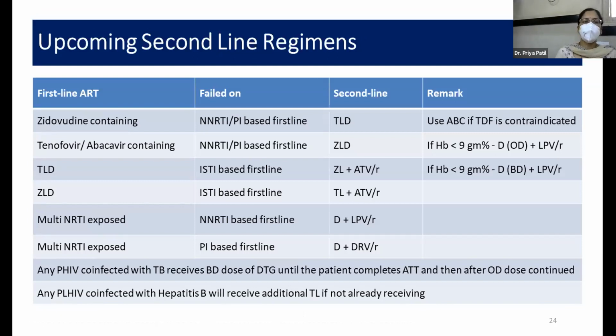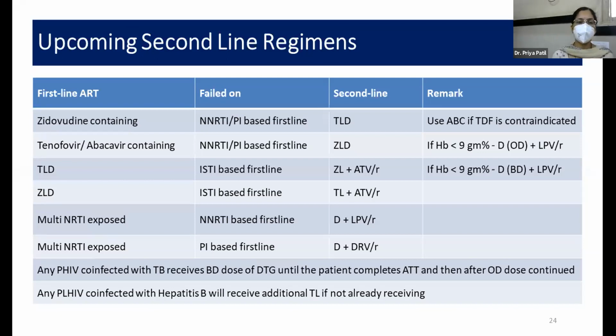So suppose the first line ART was zidovudine containing, failed on NNRTI or PI based first line, like for example ZLN, ZLE or ZL LPVR. That was the first line. Then the second line will be TL with dolutegravir. However, if tenofovir is contraindicated, for example, the patient has high creatinine, then in that case, abacavir instead of tenofovir.